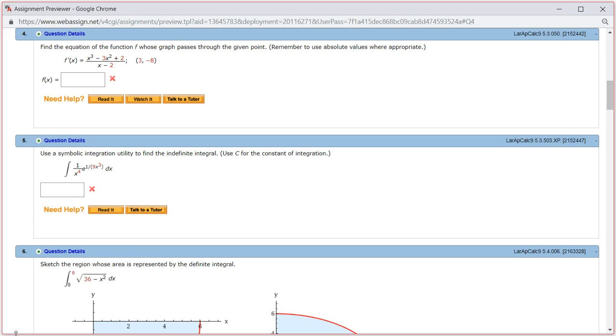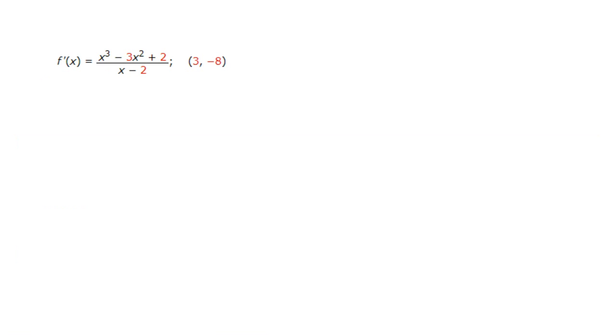Alright, let's look at homework 5.3, 5.4, problem number 4. We want to find the function f given the derivative and the point it passes through. So let's do that. Since we have a derivative, we want to find the antiderivative first. So we have f of x. Alright, so we take the antiderivative here.